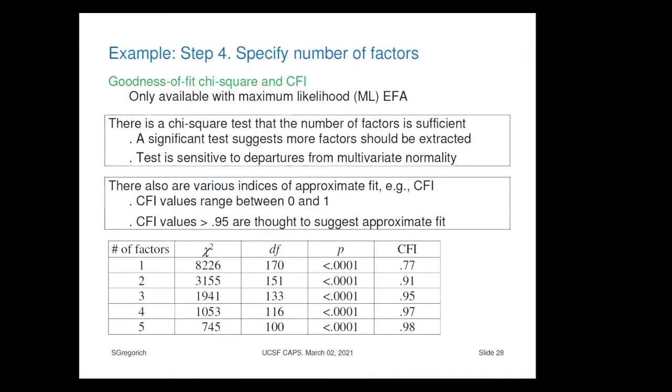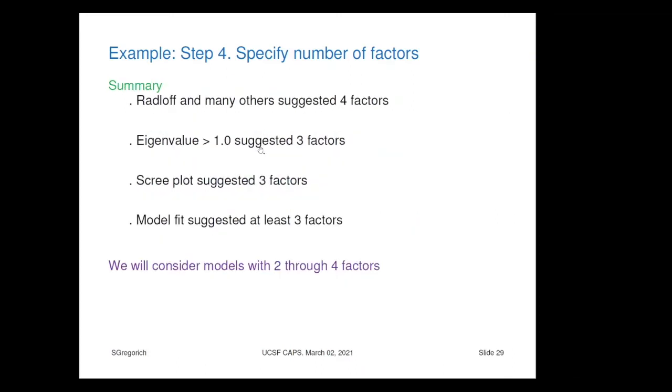And so looking at the CFI, and this is almost always the case, something like this. So it's not surprising at all. The CFI value suggests 3 or more factors here. So the literature suggests 4, eigenvalue greater than 1 suggests 3, scree plot suggests 3, model fit suggests at least 3. So I'm going to consider models with 2 through 4 factors.